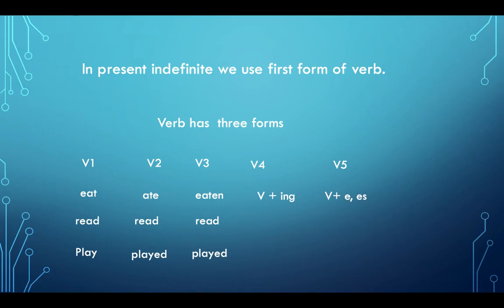V5, as I have spoken, is verb plus e plus es, which we use when we are using the singular form of the third person singular form of the verb. Okay.